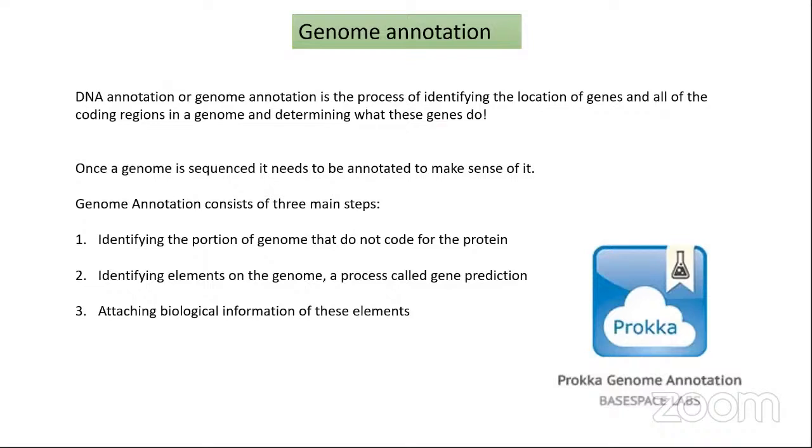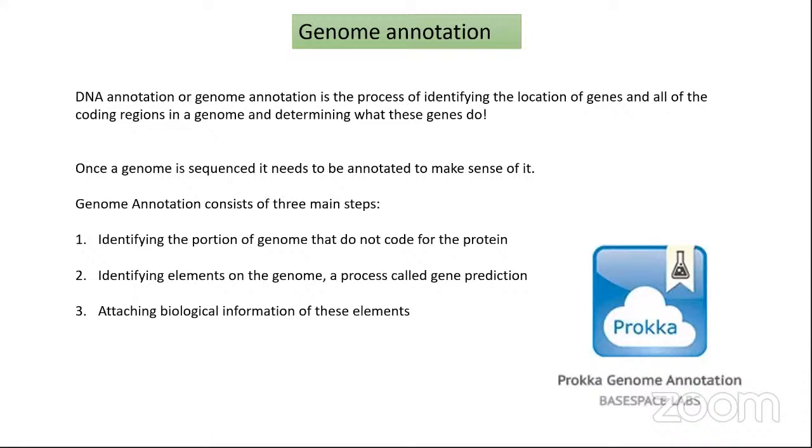So once you have performed your binning, you can go for genome annotation. Genome annotation is a process of identifying the location of the genes and all of the coding regions in a genome, and determining what these genes do. Once the genome is sequenced, it needs to be annotated to make sense of it. And genome annotation consists of three main steps.